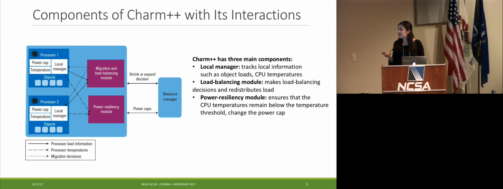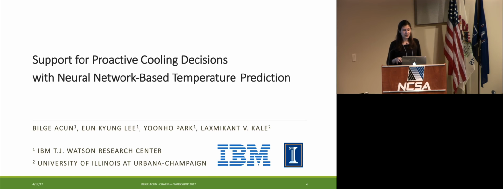The second component you see is the migration and load balancing module that many of you are familiar with. And the third one is the power resiliency module, which can, for example, ensure that the CPU temperatures remain below a temperature threshold or under a power cap in the most optimized way. So after giving some high-level design, now I'm going to move to more specific work that I've been doing in collaboration with IBM Research. This work is support for proactive cooling decisions with a neural network-based temperature prediction model.